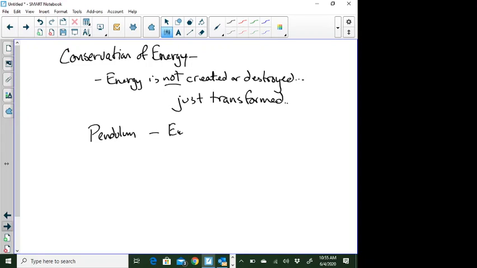EK stands for kinetic energy. What does an object have to have in order to have kinetic energy? Motion. So if there's no motion, then there is no kinetic energy. Does that make sense? And for something to have potential energy, there has to have been a change in height.